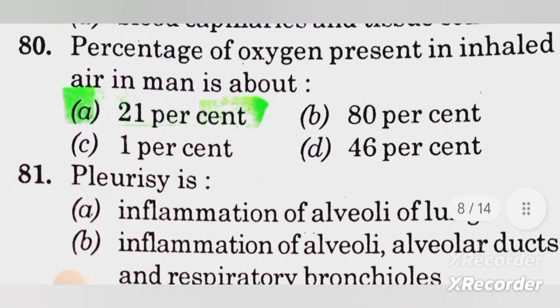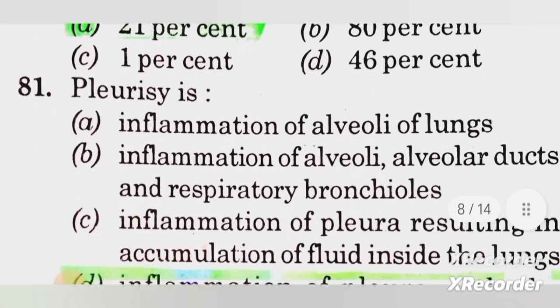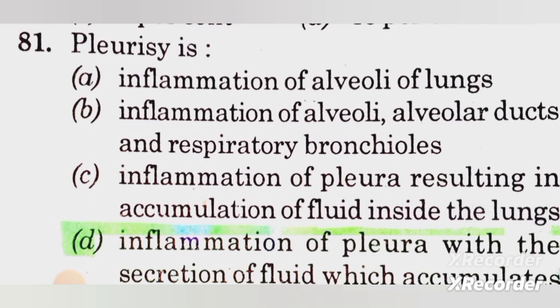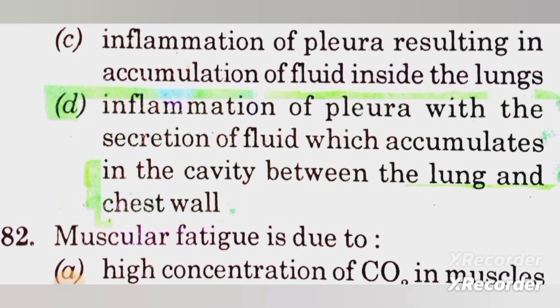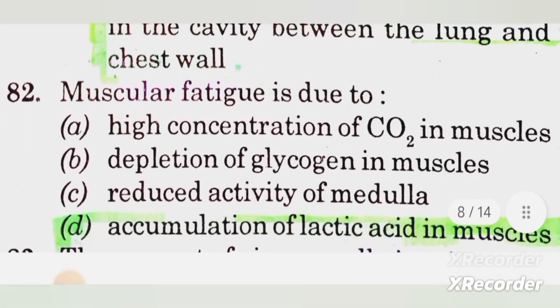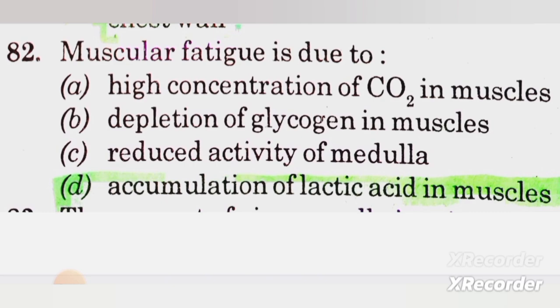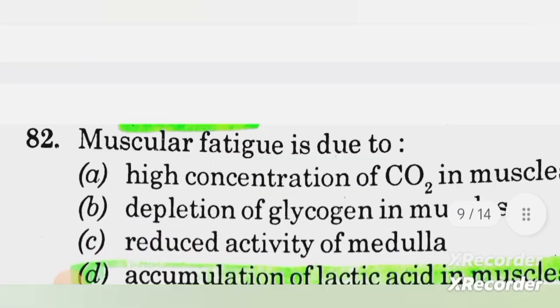Next, 80. The percentage of oxygen present in inhaled air in man is about answer A, 21%. Next, 81. Pleurisy is answer D, inflammation of pleura with the secretion of fluid which accumulates in the cavity between the lungs and chest wall. Next, 82. Muscular fatigue is due to D, accumulation of lactic acid in muscles.